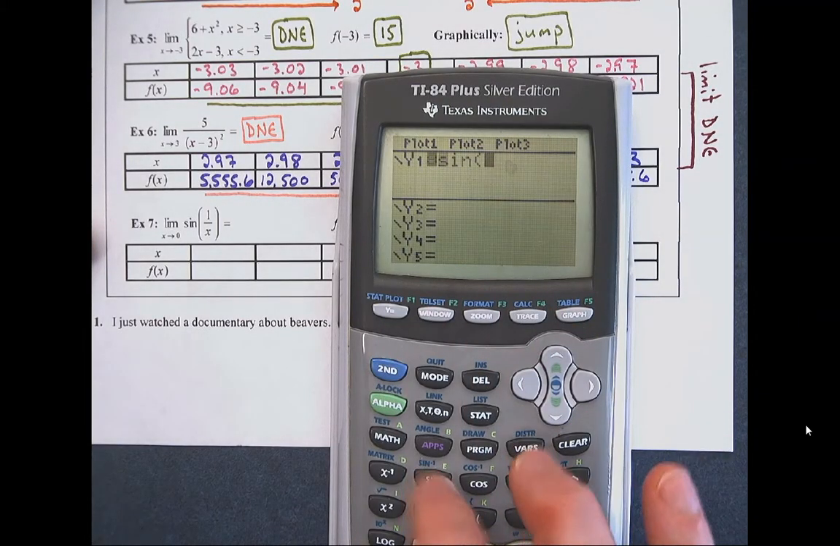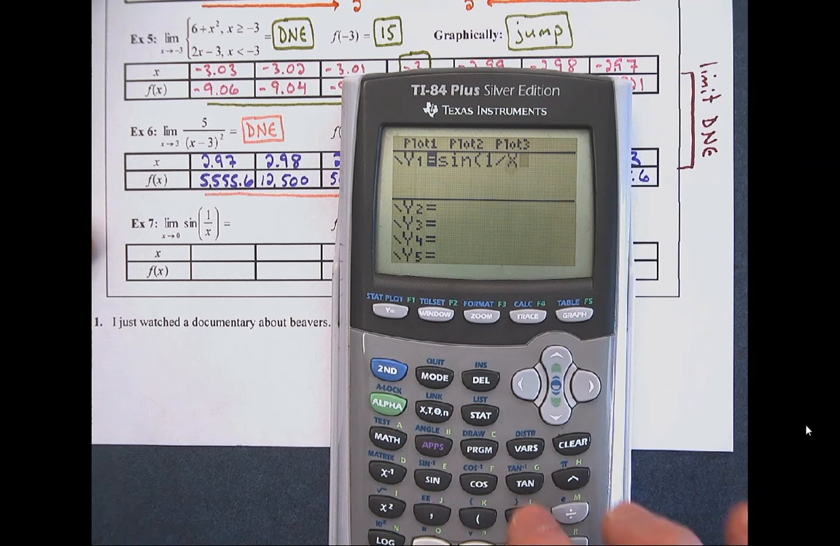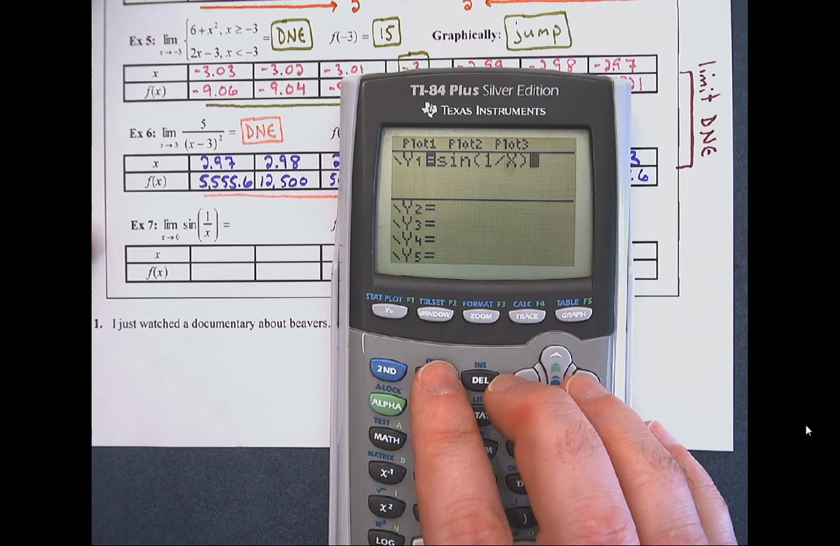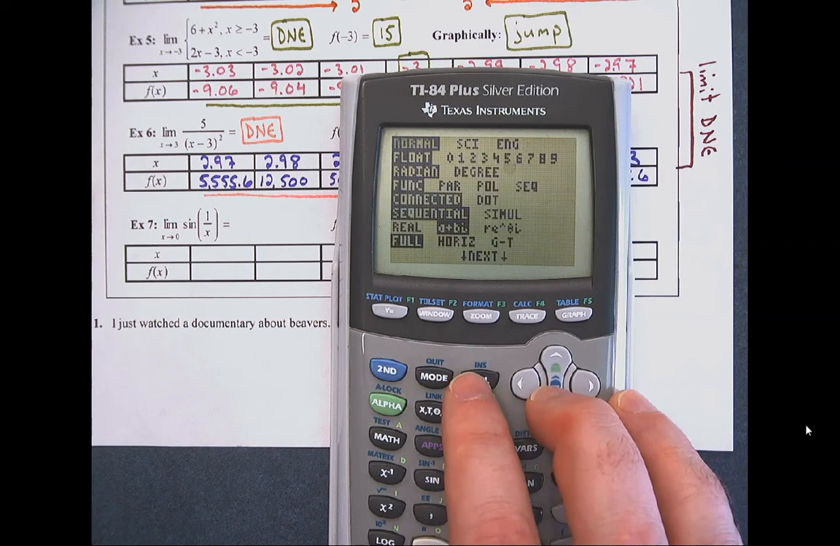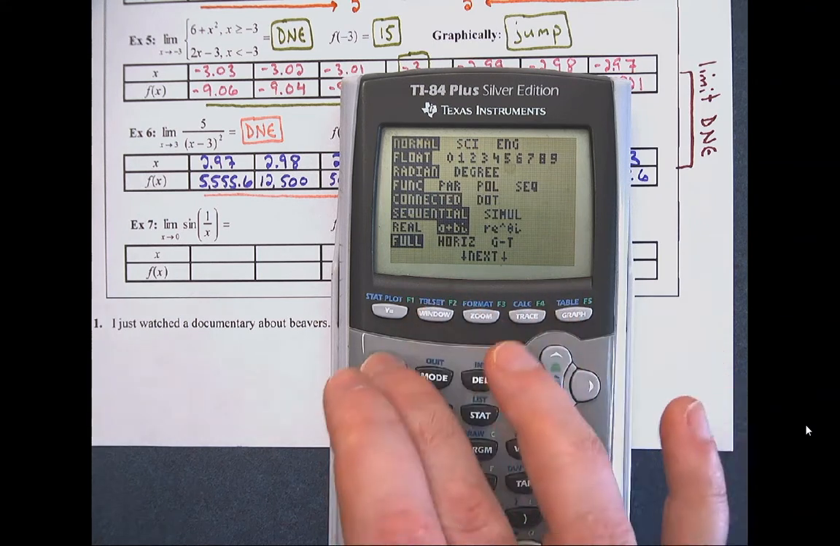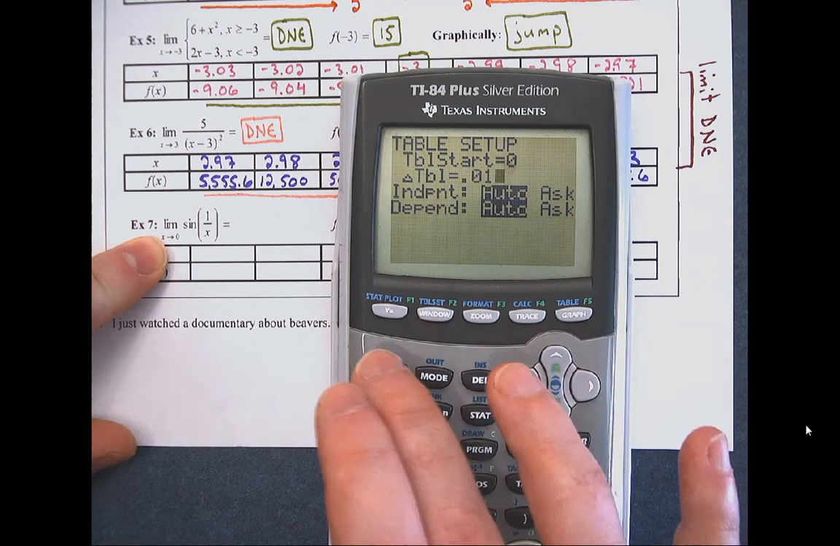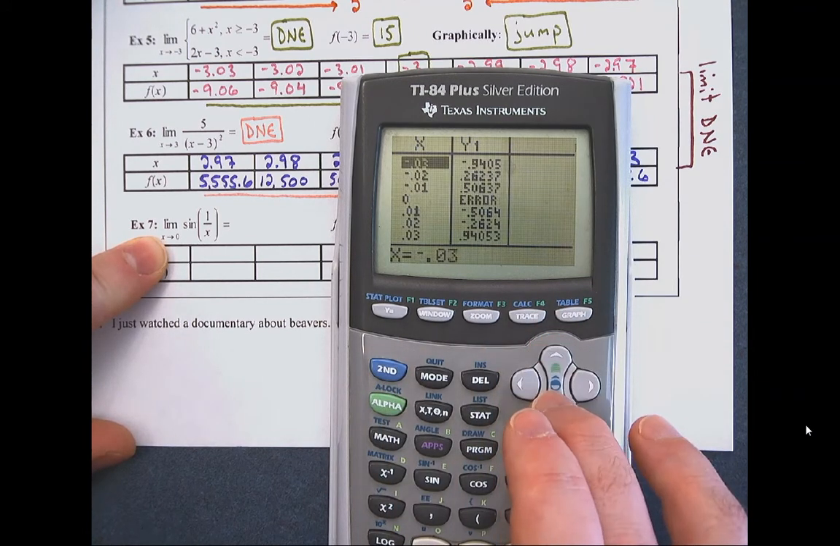So this is sine of, I'm going to do old school so I don't have to type as much. Make sure your mode is in what mode? Whenever we graph, our mode must be in radians. So now I'm going to go to my table setup. I'm approaching 0. I'm going to go back to 0.01. Go look at my table.